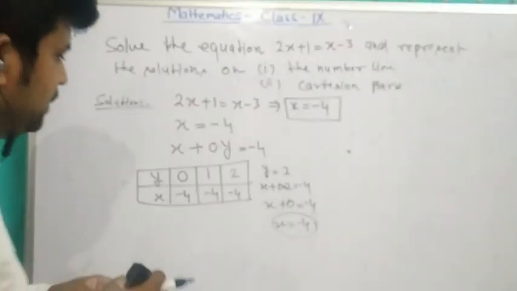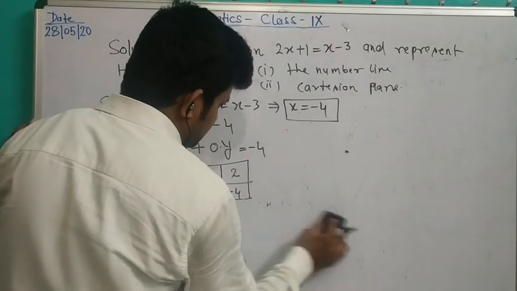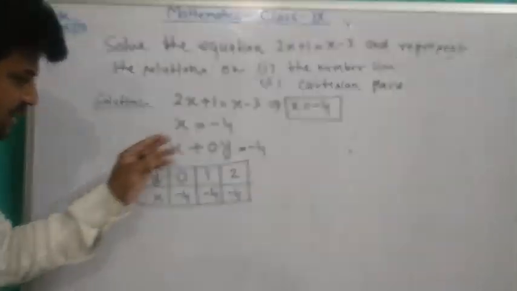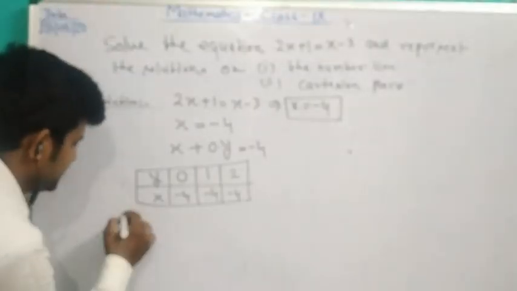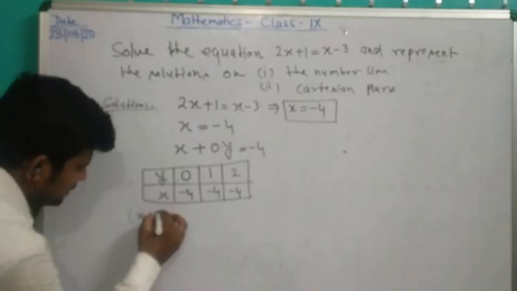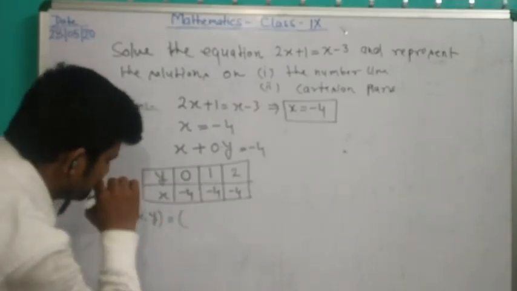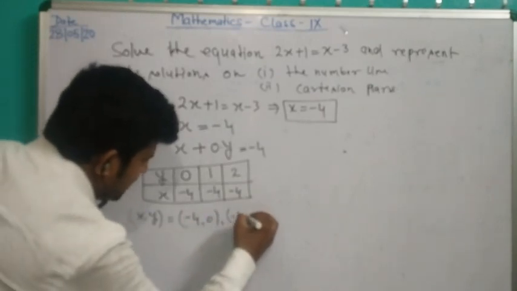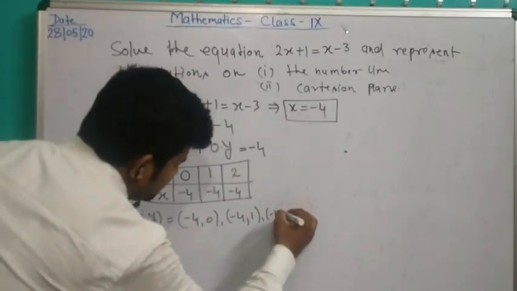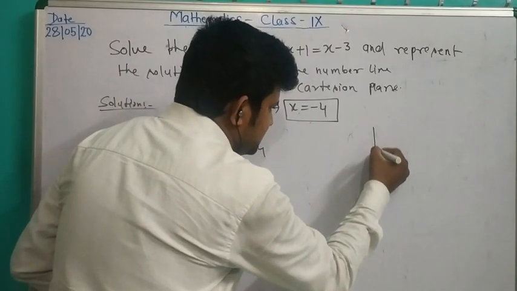Okay, now we are going to plot these points on the Cartesian plane, which means graph paper. The points are (x, y): (minus 4, 0), (minus 4, 1), (minus 4, 2). Clear? Next, we draw the x-axis and y-axis.